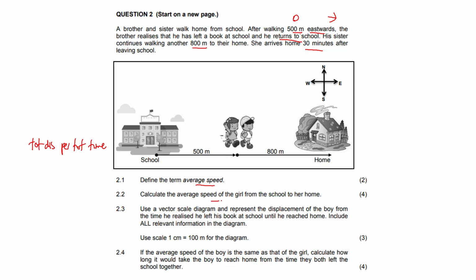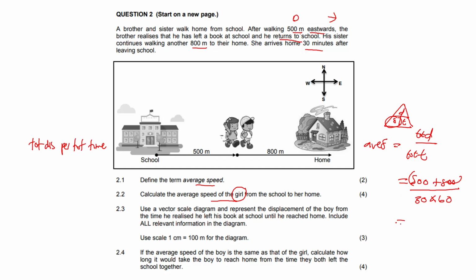Calculate the average speed of the girl from school to her home. So if you guys remember our little triangle that we learned, DST, the average speed would be distance over time, right? But for average, they want total distance and total time. So we've got to calculate total distance and total time. What is the total distance that the girl travels from home to school? That will be the 500 meters plus the 800 meters, divided by the total time it takes her, which is 30 minutes times 60. So that gives you 0.72 meters per second.